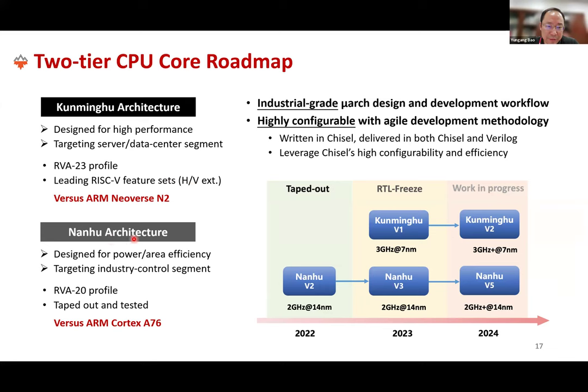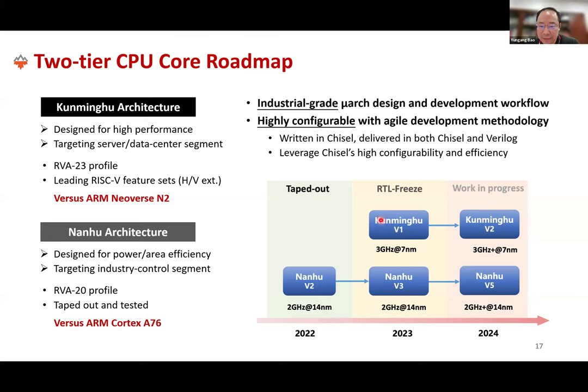The Nanhu architecture is designed for power and area efficiency. It targets industry control, like automobile and some of those segments. It supports the RV20 profile and has already been taped out and tested. The performance is competitive with the ARM Cortex-A76.